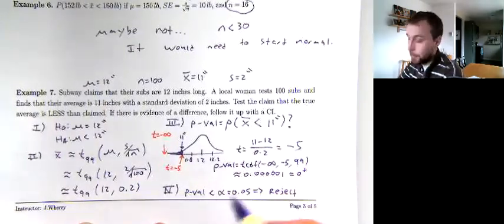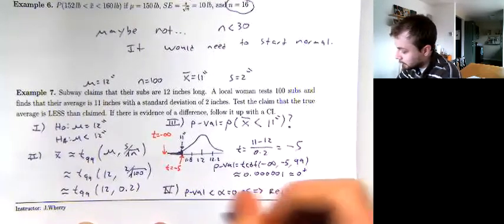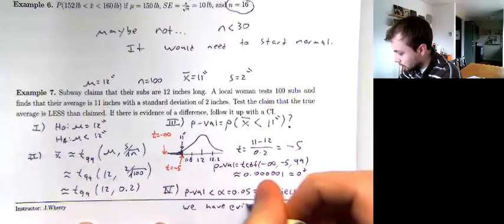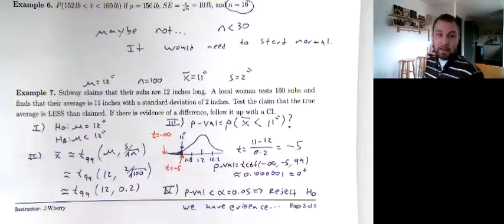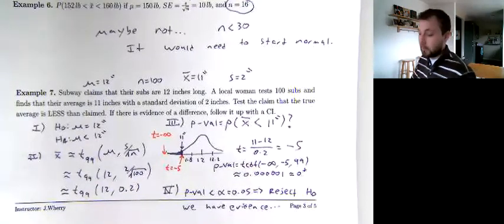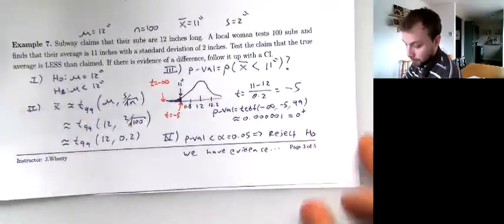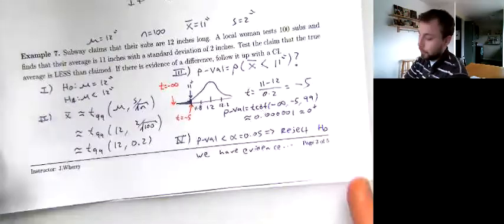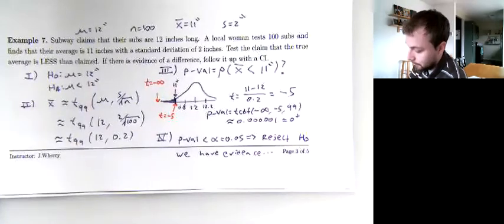All the same, our p-value is less than alpha. We reject our null hypothesis. So we have evidence that the average sub length at this subway, whichever subway she happens to be sampling from, is less than 12 inches as claimed. So if she wanted to follow up with a lawsuit, I suppose she could. She has evidence of unfairness there.